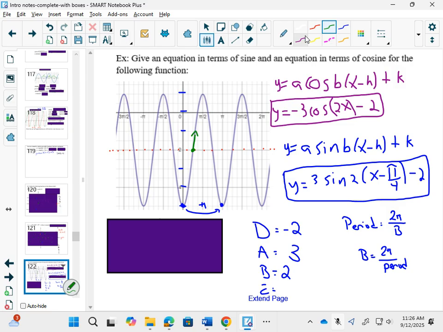This is typically the most common one. You use the one that's closest to 0. Can you see that that is a shift of pi over 4 to the right? And so our c value, x's are liars, we write minus pi over 4 to show a shift of pi over 4 to the right.